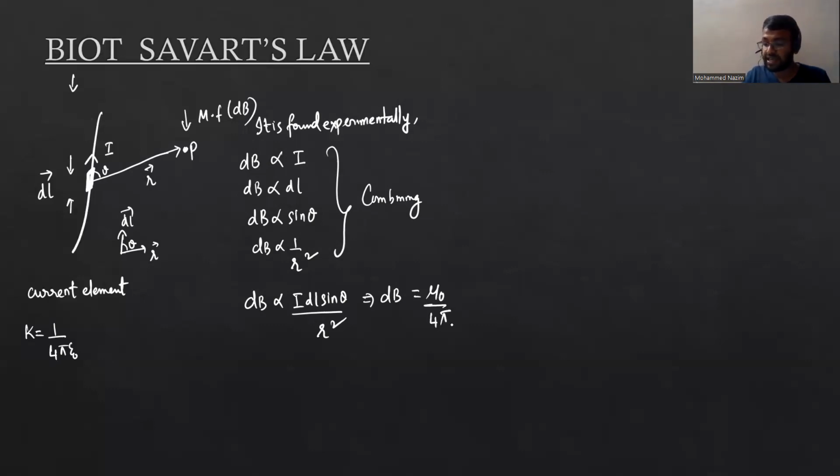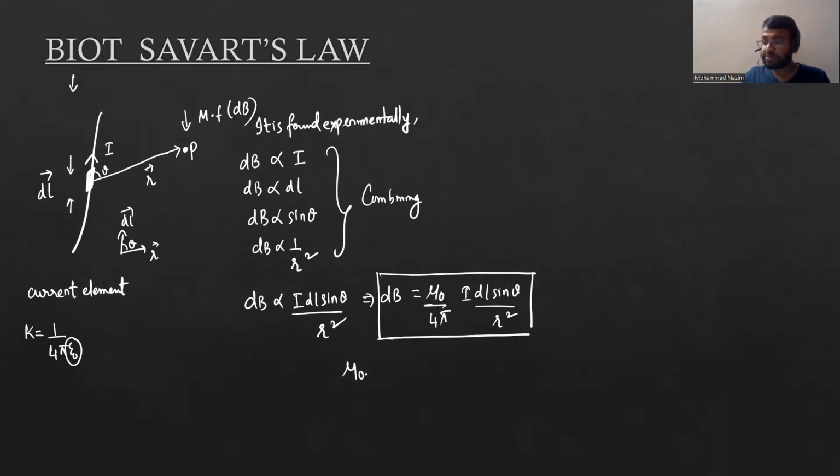4 pi is as it is there. Just that this 1 by epsilon naught is becoming mu naught. 1 by epsilon naught becomes mu naught, or epsilon naught becomes 1 by mu naught. 4 pi will be as it is. Mu naught by 4 pi, I dl sine theta divided by r squared. This is the formula. And what is this mu naught?